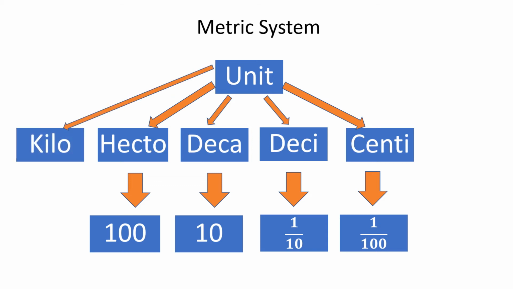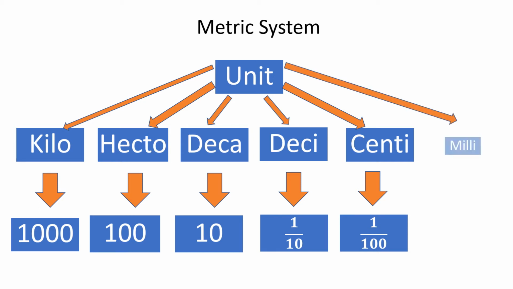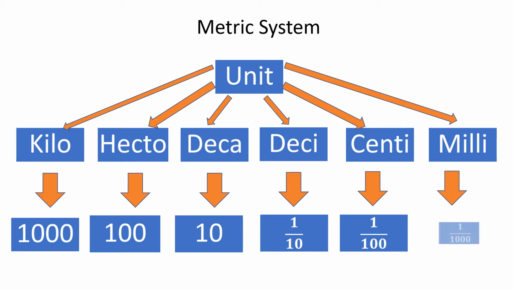After hecto we will get a kilo, and it is on our left of the unit. That means we need to multiply not by 100, but this time by 1,000. That means we need to multiply our unit by 1,000 to get kilo. That is why 1,000 meters is actually 1 kilometer. In a similar way, we have millimeter. That means we need to divide our unit by 1,000. That means 1 divided by 1,000 meter equals 1 millimeter. That is why 1 meter equals 1,000 millimeters.